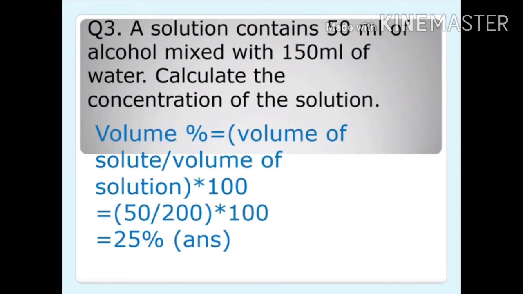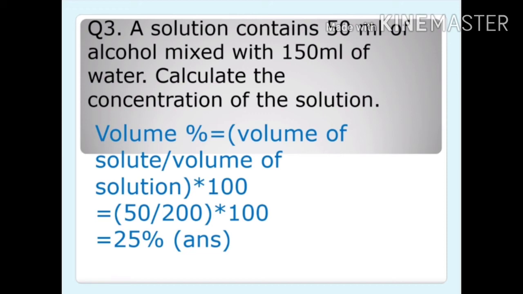Third question is, a solution contains 50 ml of alcohol mixed with 150 ml of water. Calculate the concentration of the solution. Very direct question. Directly आपको पता है क्या calculate करना है. ml में given है, that means हम volume यहाँ पर calculate करेंगे, volume percent. Okay. So third formula जो हमने पढ़ा था, this formula will going to be applied in this question.